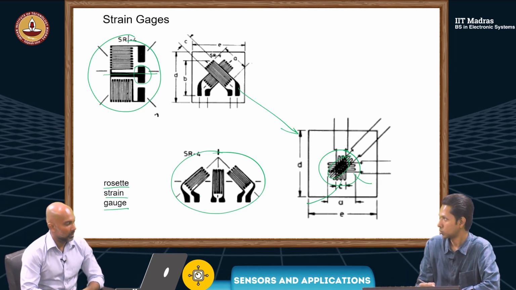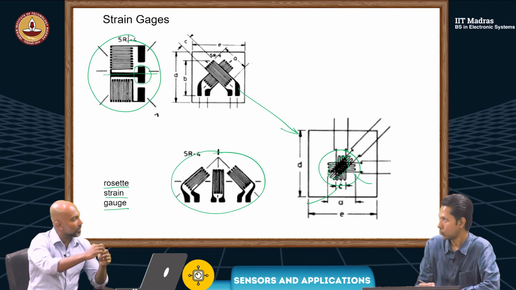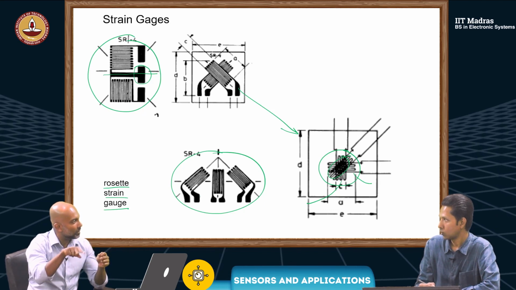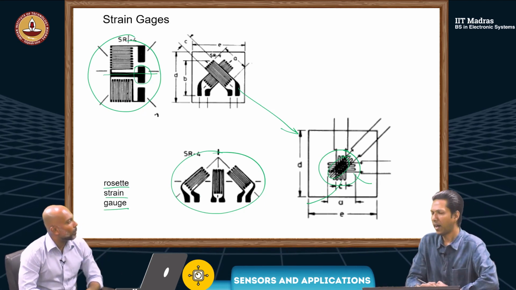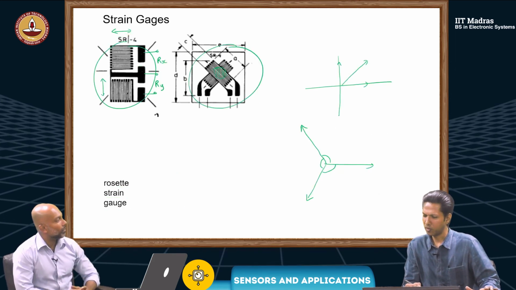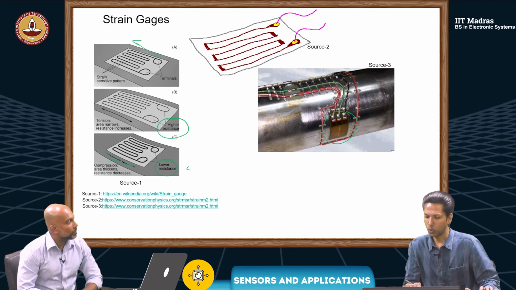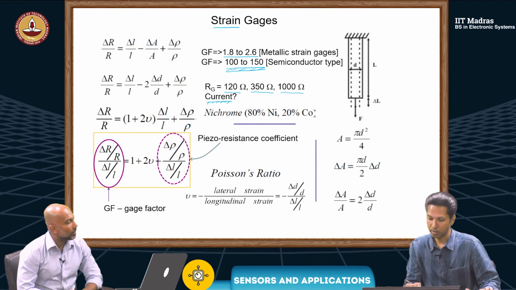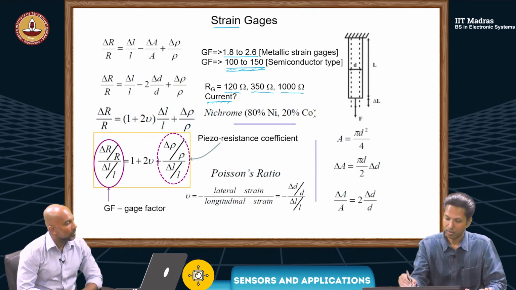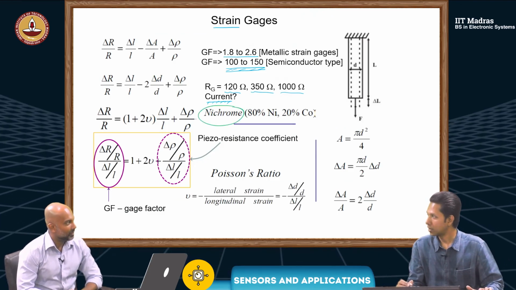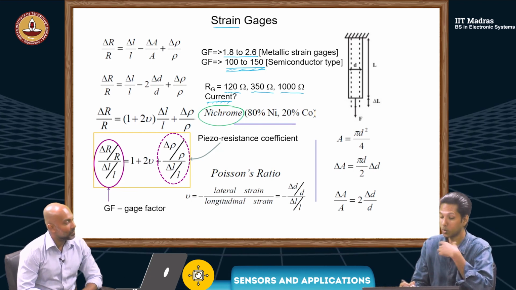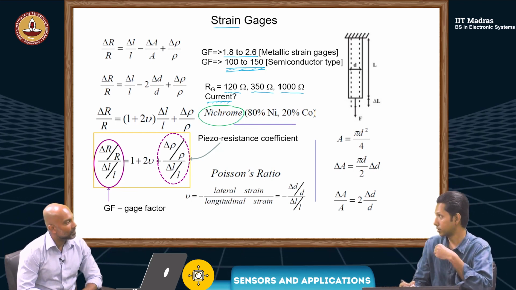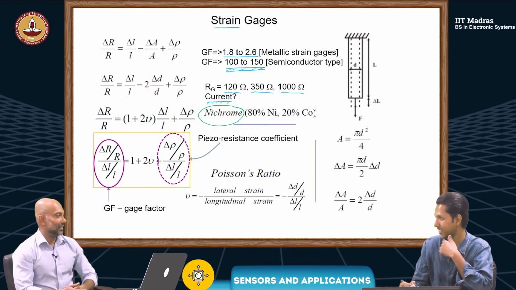I'm not sure if you talked about the materials that you use for this strain gauge. Well, I think we mentioned somewhere nichrome could be one of the materials. And then we were also saying this semiconductor type has more sensitivity. That's right. Correct.